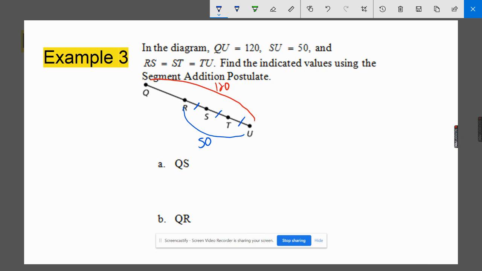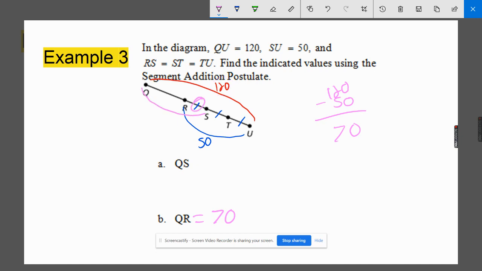Well, I know a good start here. Let me use pink. It is probably QR, actually. I think that might be the best place to start right there, because I can just do 120 minus 50, and that's 70 right here for QR. So I know QR is 70. And it's a matter of figuring out what QS is, which is going to be, let me clear all that out now. QS is going to be that.